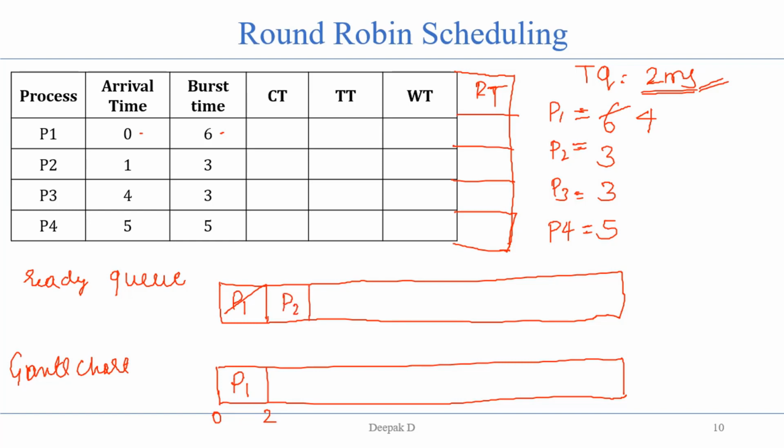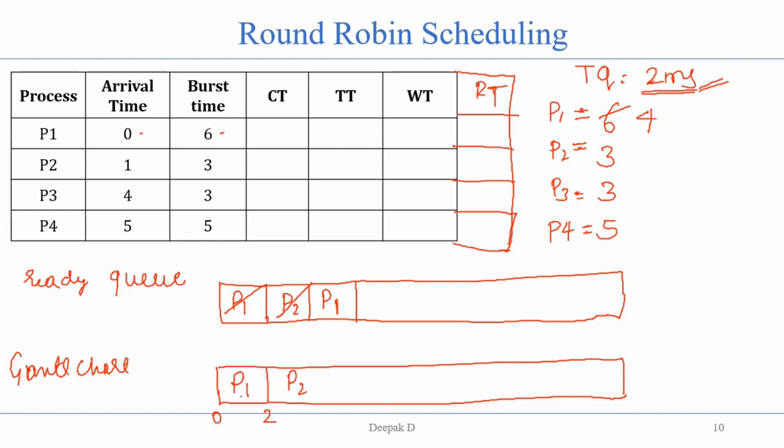So after completion of this P1, it has to be sent to the ready queue, and we also need to check whether at the same time any other process has arrived or not. At time 2, no other process has arrived. So I kept P1 here in the ready queue. Now I took P2 from the ready queue and executed it for 2 milliseconds.